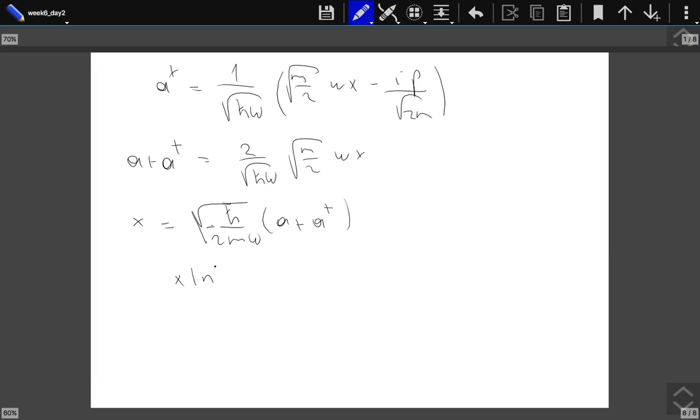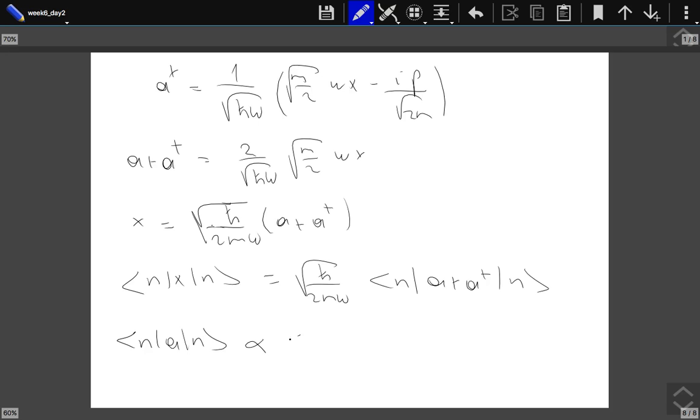Now let me calculate this one. And you see, it's the state which has the energy n plus 1 over 2 h bar omega. Well, this is square root of h bar over 2m omega, bra n, a plus a dagger, ket n. Now you see, n a n. a lowers the energy by h bar omega. So when I act by a on the state n, I get the state n minus 1.